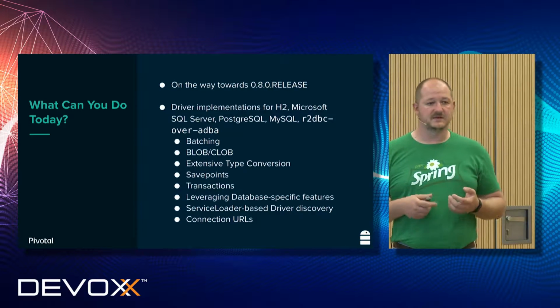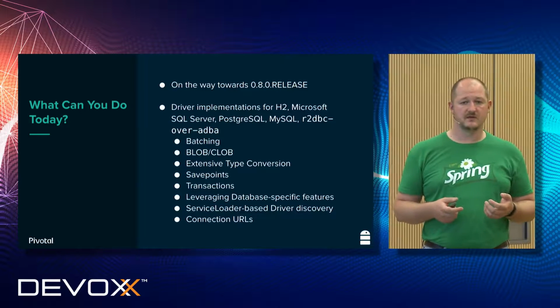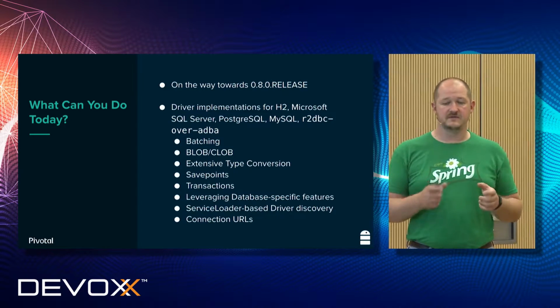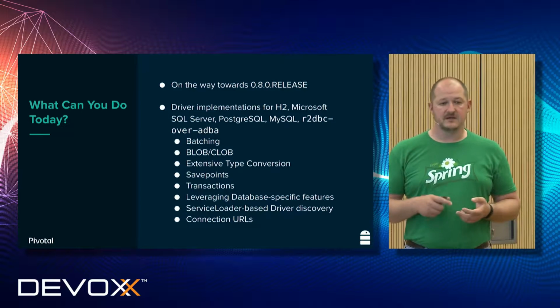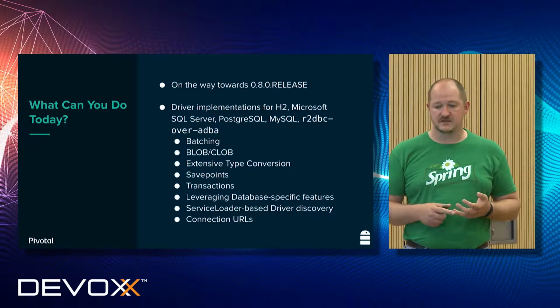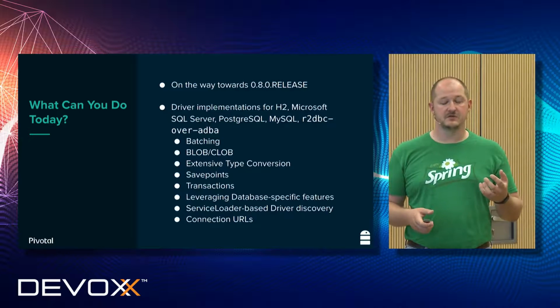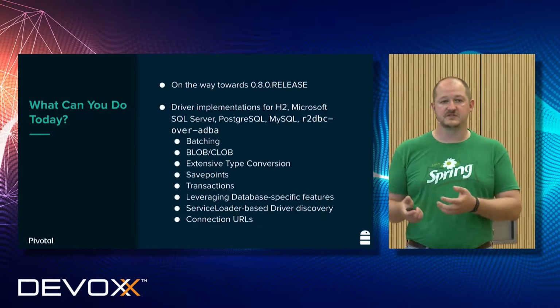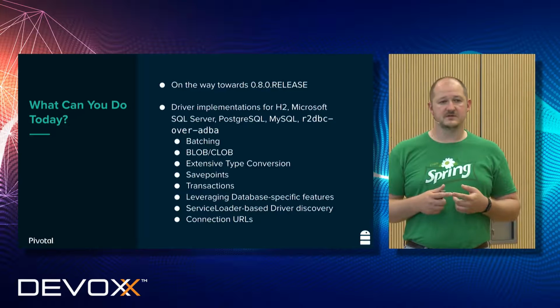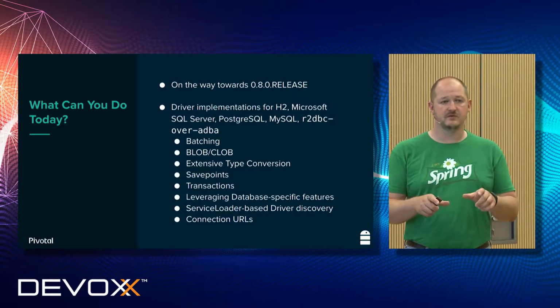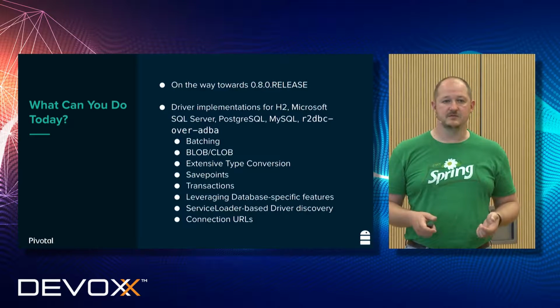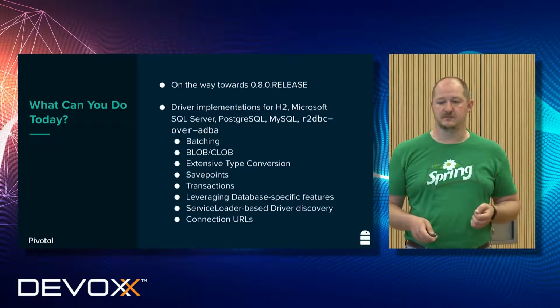They have this extensive type conversion support that allows you to hand in various data types and make a sensible call out of that. They all support save points, transactions. They're leveraging database-specific features like translating back pressure into a cursor size, in a fetch size. We have this service loader-oriented loading mechanism where you just drop your driver onto the class path, and by providing a connection URL, R2DBC is able to figure out which driver has to be used.